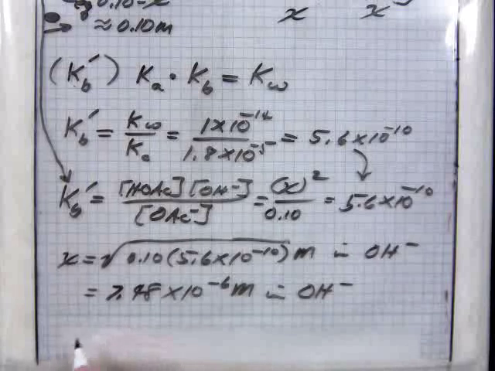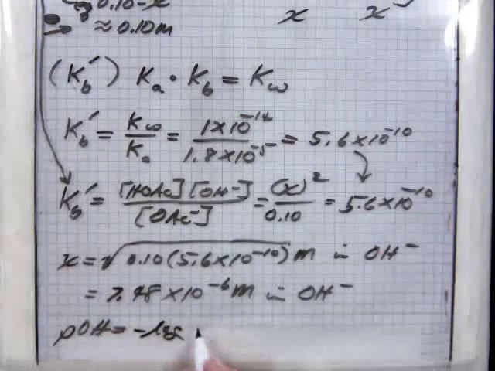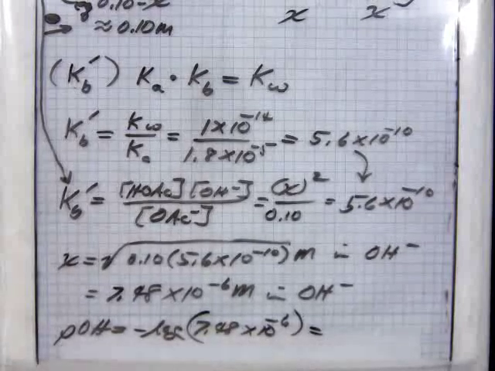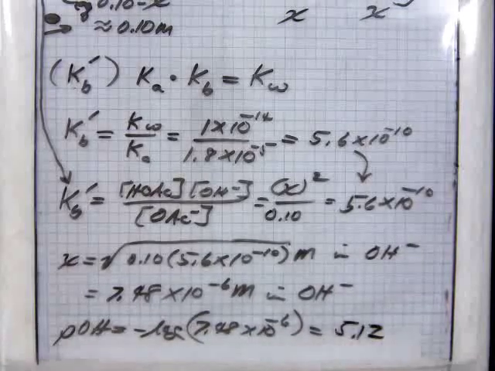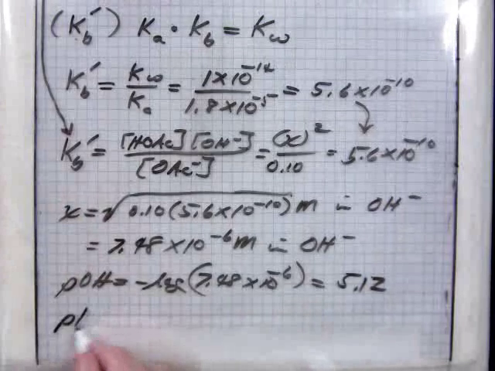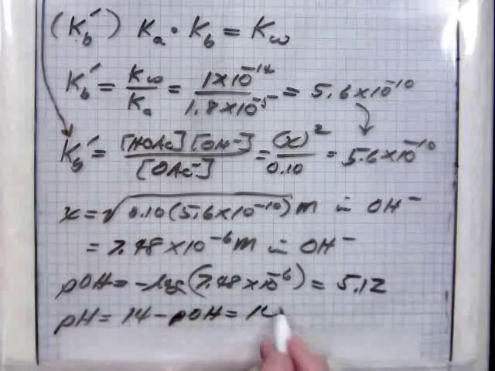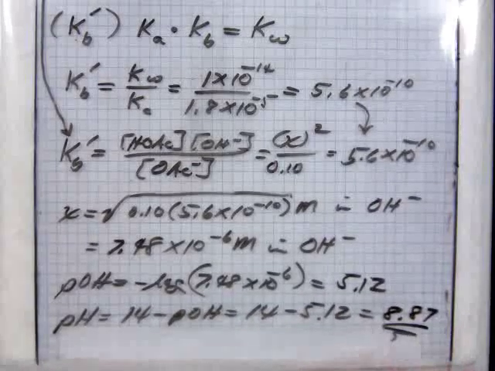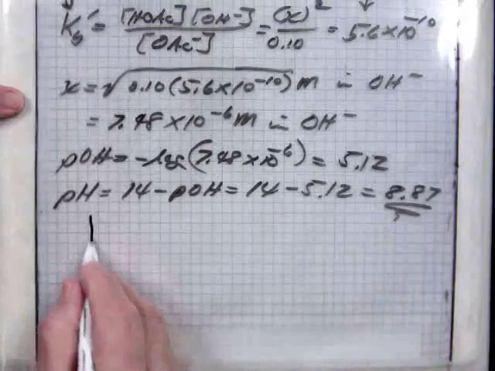Okay, so the pOH now is minus log of that, which is 5.12, and the pH is 14 minus that. This is 8.87, like that.